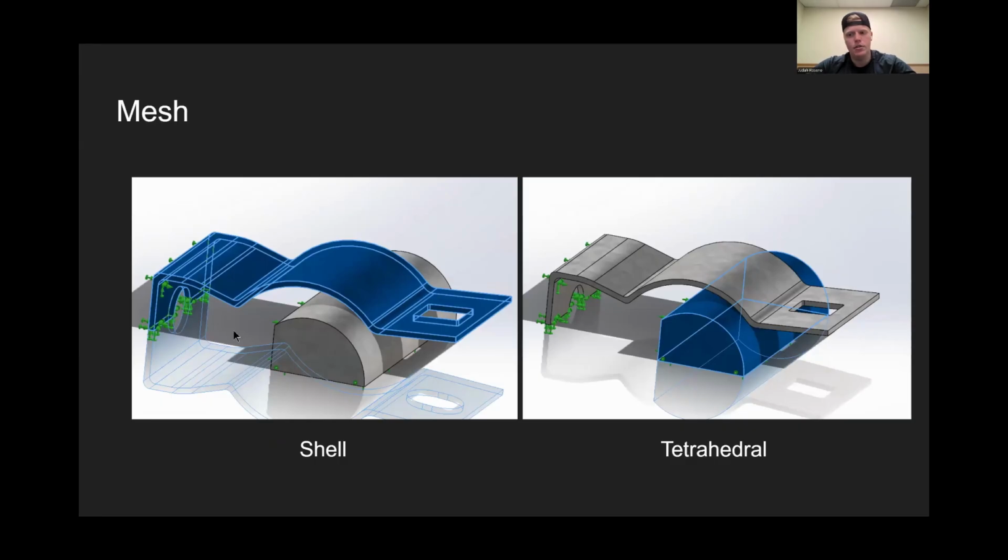For the mesh, I did a shell mesh on the actual hanger and a tetrahedral mesh on the tube. This is just to save computational time once again. And also SolidWorks usually likes for thinner materials to have a shell mesh. And then tetrahedral is kind of a one size fits all for the other part.